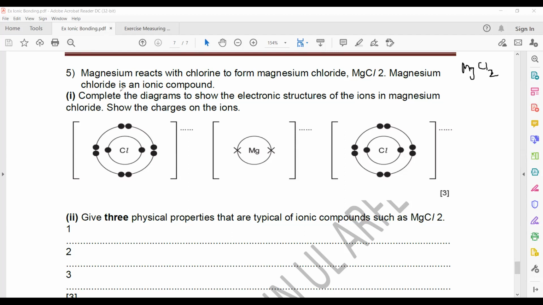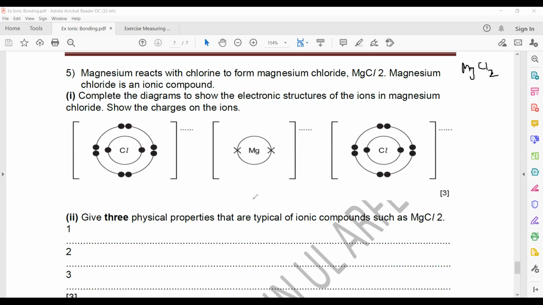Ionic compound means it is formed by transfer of electrons. Complete the diagram to show the electronic structure of ions of magnesium and chloride. As we want to complete it, the first thing you should check is whether the structure of the atom is given correctly or not. If they give you the right structure of the atom or an incomplete structure, that will need a different approach to solve the question.